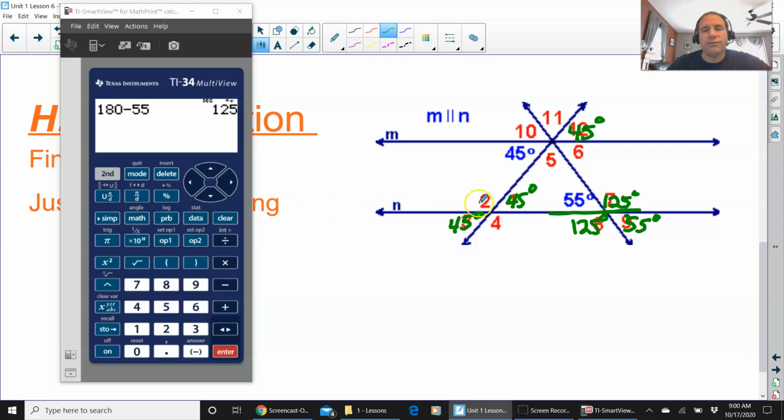Right? So I know 2 and 4 are vertical angles. I know 10 and 6 are vertical angles, but I'm going to concentrate on 2 and 4 because here's another straight line. You see 180 minus 45. 180 minus 45 is 135 degrees. And since I have 2, I have 4.